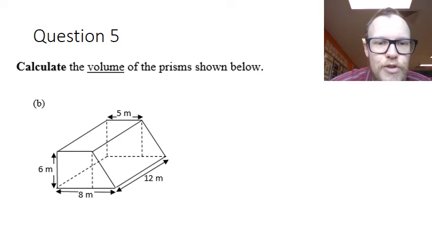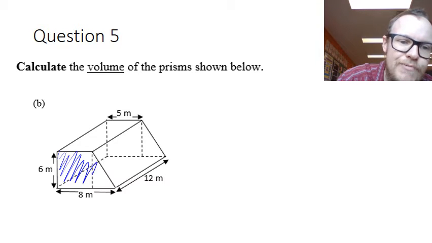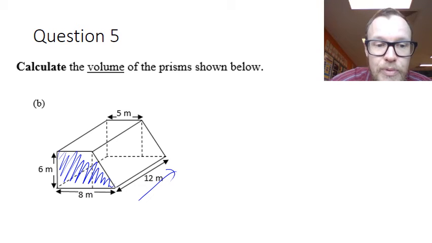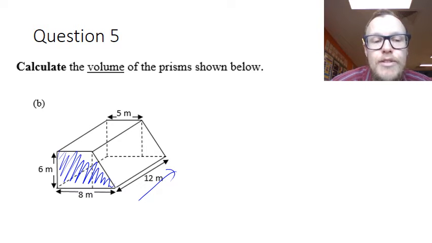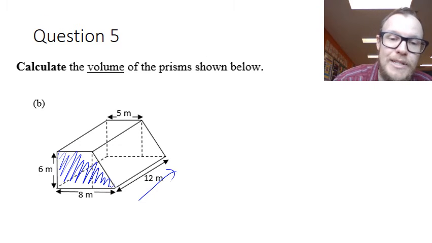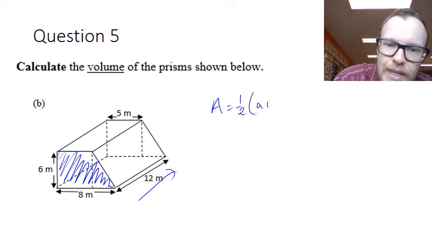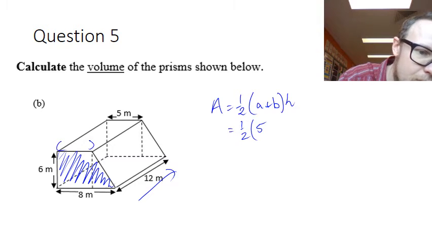Asked to calculate the volume of this prism. Firstly, we need to find the area of the base here, and multiply by the height that we've got here. So the shape that we've got for the base, we could split it up into two shapes, a square or a rectangle and the triangle, or we can recognise that that's technically a trapezium. So to find the area of the base, it's a half a plus b times height. A half a is 5, because 5 is all the way along here.